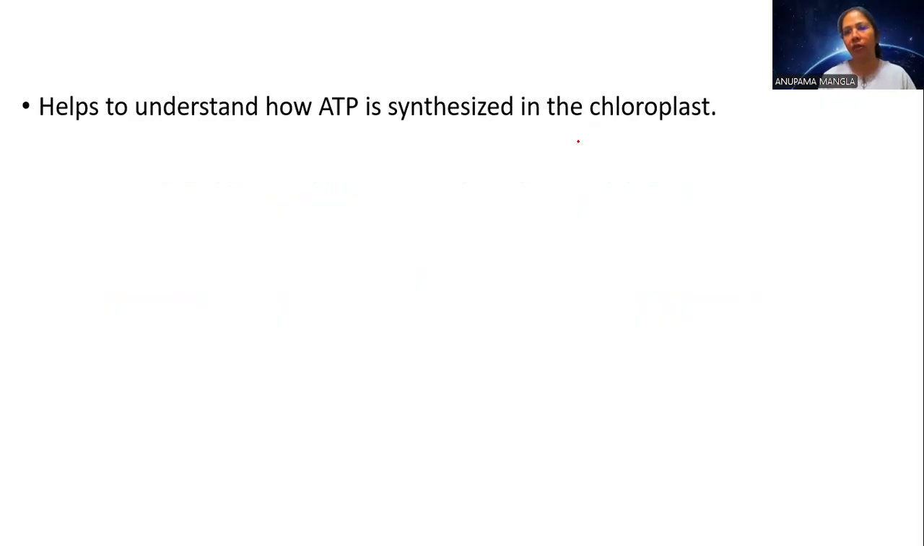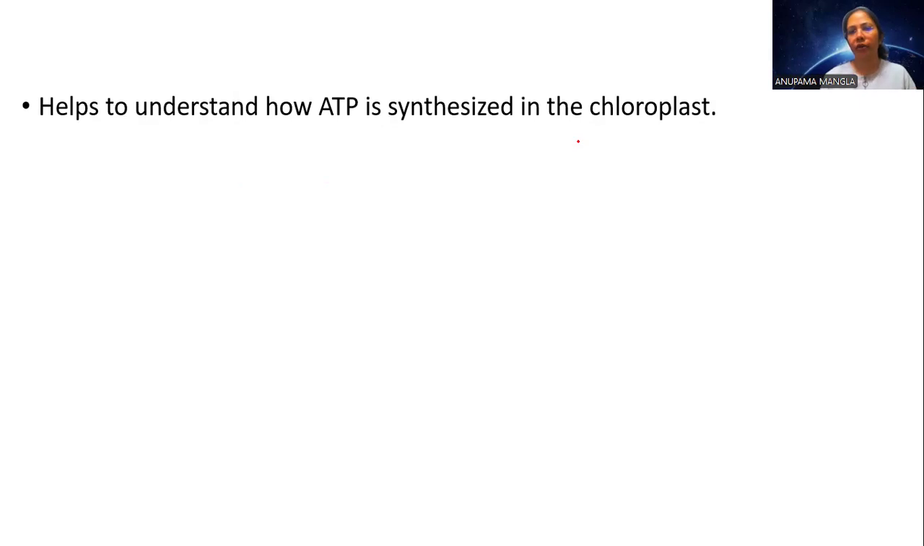The same theory we can apply for mitochondria also, how ATP synthesis happens during aerobic respiration in the inner mitochondrial membrane. But here I'm specifically discussing it for the chloroplast, how ATP is synthesized during photosynthesis.